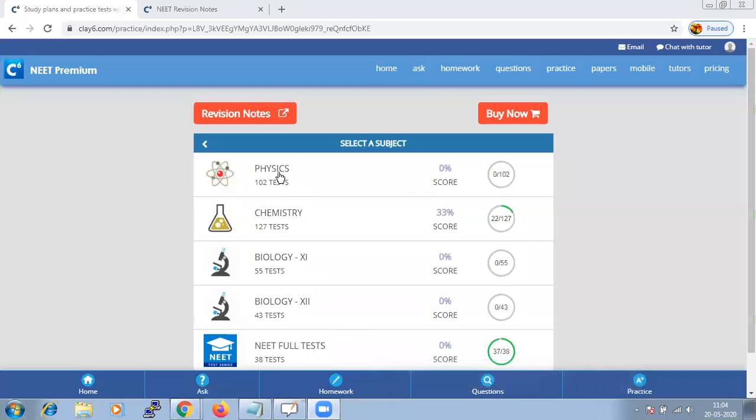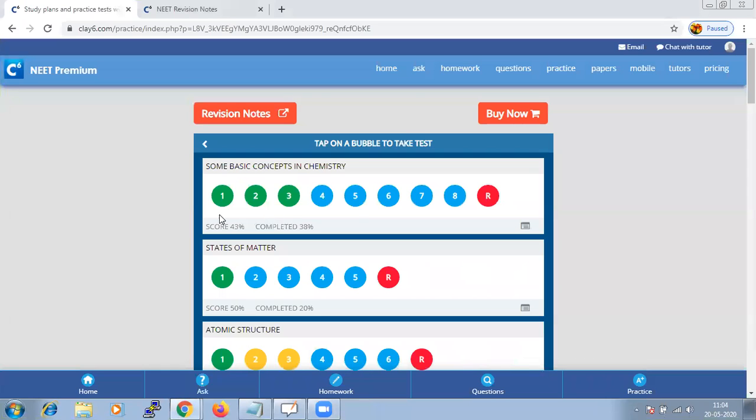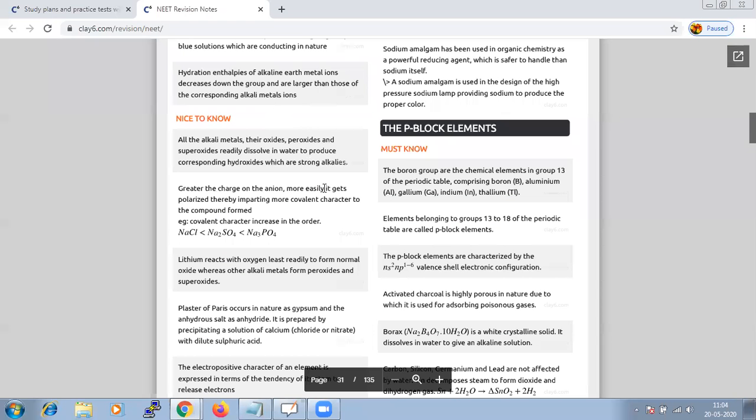So in the test series, we have physics, chemistry, biology, and NEET full tests. In each subject, if you click, you will have tests chapter wise, and each chapter has n number of tests, and the total number of tests depends upon the importance of the chapter, or we can say the weightage of the chapter. And at the top we have the revision notes. If you click on the revision notes, it opens in a new tab.